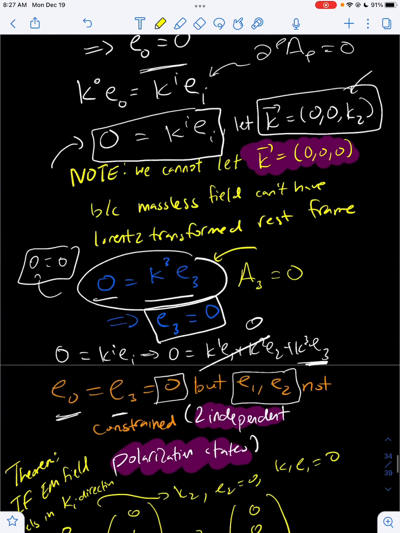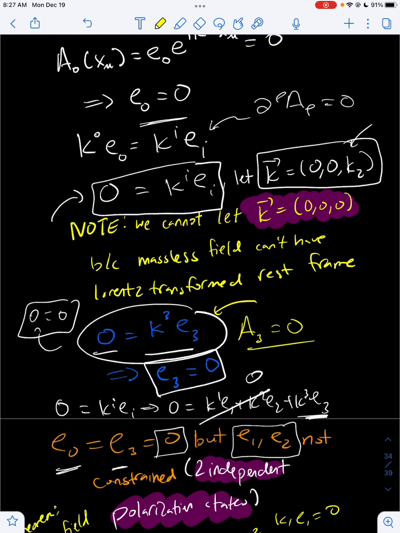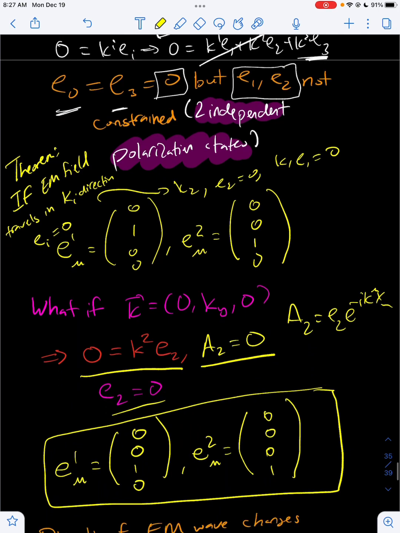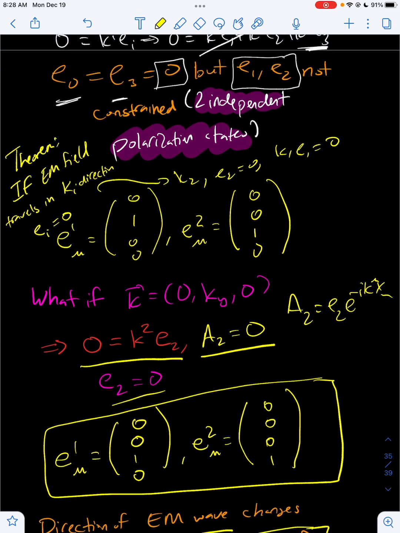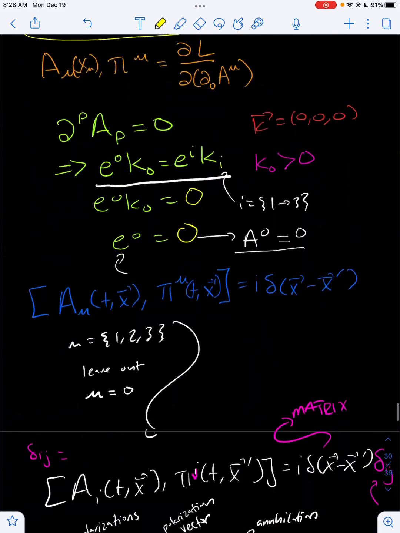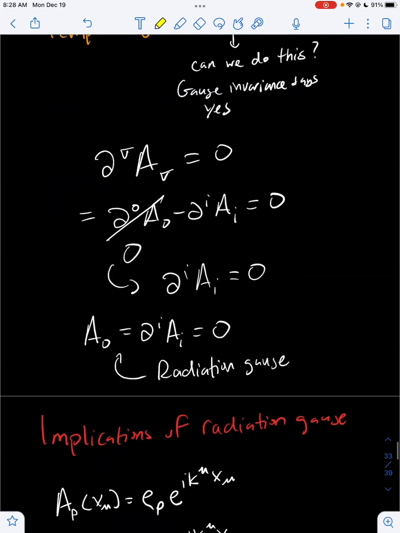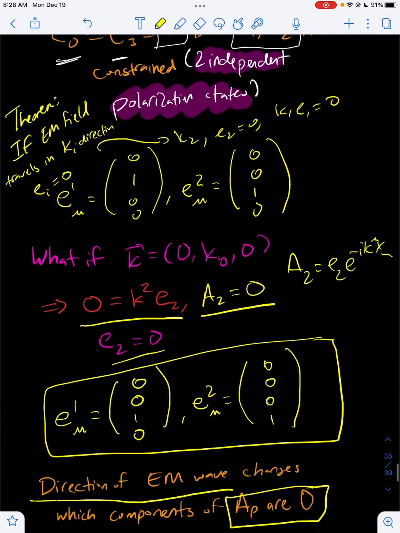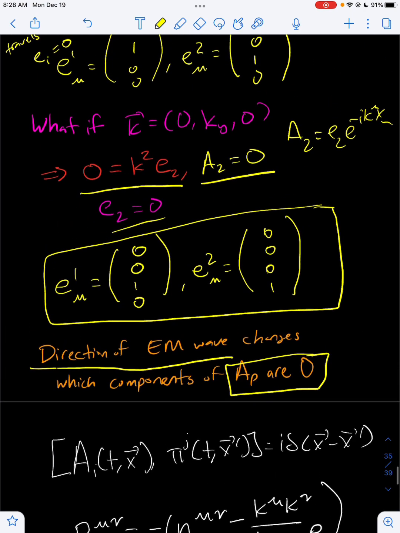So the direction of the EM wave changes which components of A rho are going to be 0. Because if you let the field move in the purely z direction, we found that that would mean that A3 is going to be 0. If you let it move in the purely y direction, that would mean that A2 is 0. So this gives us a bit of a problem, right? Because remember that from all the way before, if we had one of these being 0, that would lead to a contradiction. So we have to fix this problem somehow. These are the complications of working in the radiation gauge, but there is actually a solution to this problem.